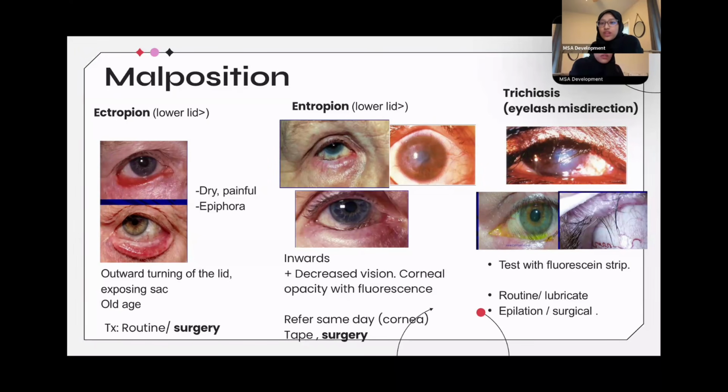Other than this, if the eyelid is in the same place, it's normal, but it's only the eyelashes here, you see, that's touching the cornea, that's malposition. It's called trichiasis. The eyelashes are touching the cornea and cause the same kind of symptoms, but the eyelid is in the same place. Now, what do you do for that? You can do routine care, lubrication, or you can even remove the hair, epilation, okay, which means removal of hair. You can also test it with the fluorescent strip, the green, and you'll see eyelashes touching the cornea and damaging it. Okay, so you can test that.